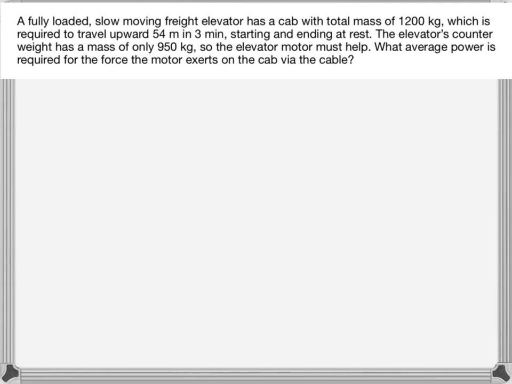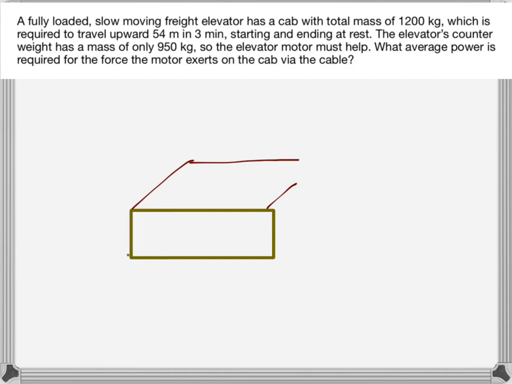So what average power is required for the force the motor exerts on the cab via the cable? So basically this arrangement is something like that. This is the weight that the elevator has to pull, let's say something like that, and the mass is 1200 kg, and the arrangement is like that.